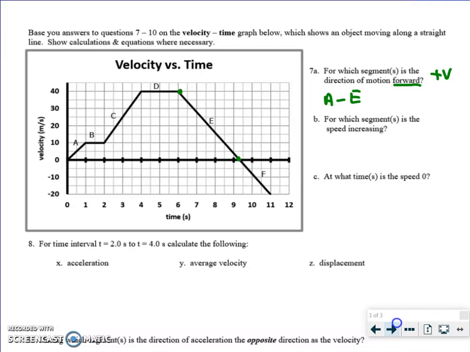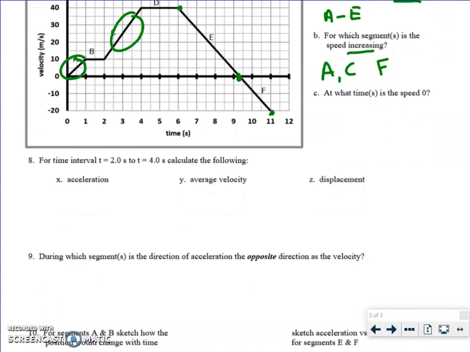Okay, so that was worth 1 point, I believe, for that whole thing. If you missed, maybe it was 1.5. I don't remember. All right, where is the speed increasing? When it's going from a lower value to a higher value, clearly A, clearly C, but also F. F, we're going from a speed of 0 to a speed of 20. The negative just means direction. So that was worth 1 total point. If you missed any one of those, you lost a half a point.